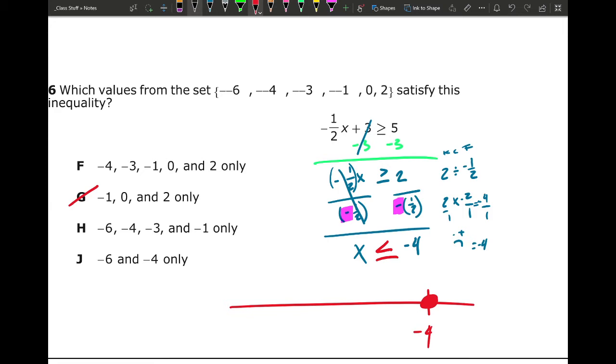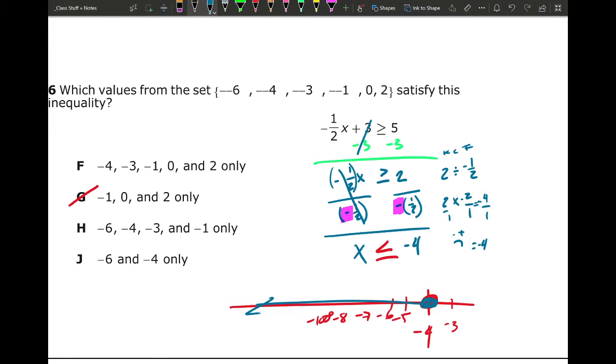The negative 4 is included. You have to remember that. And then everything before that, so you have negative 5, negative 6, negative 7, negative 8, negative 1,000, and so on, right? But you cannot have negative 3. Nope. No, sir. So anything this way satisfies my answer.